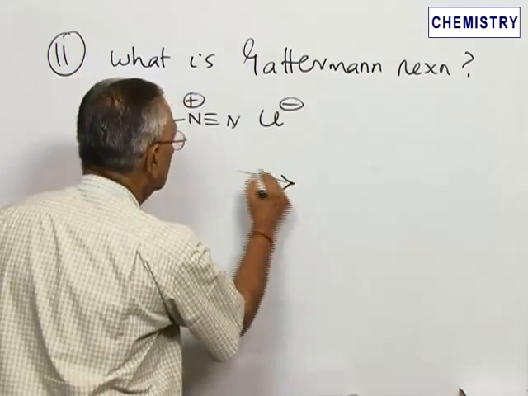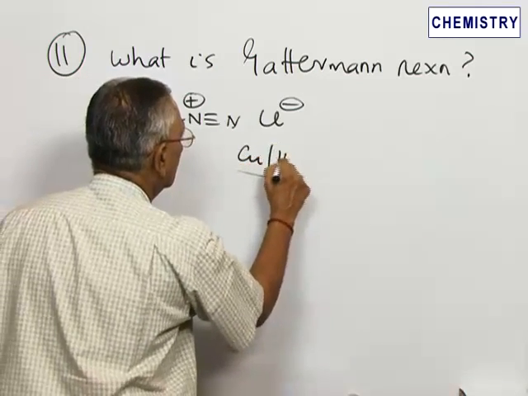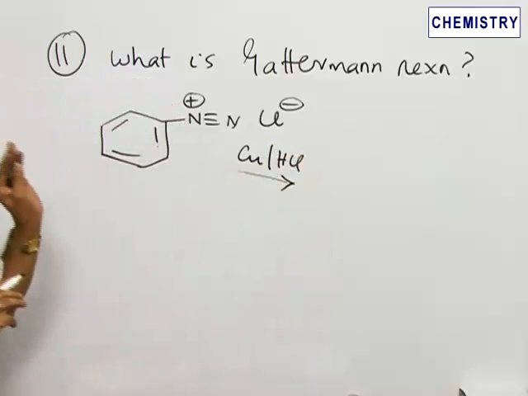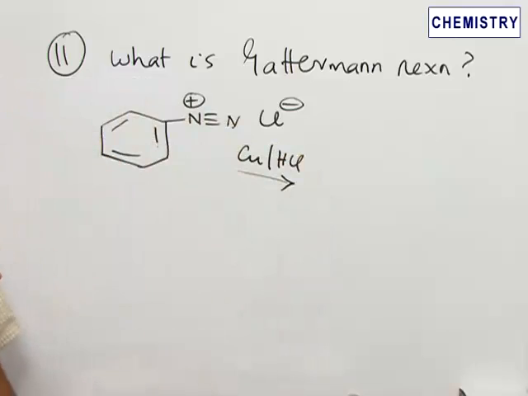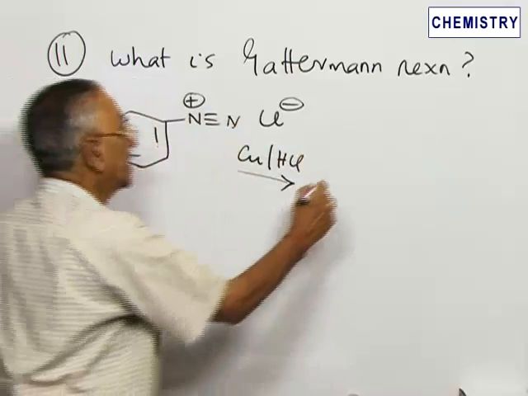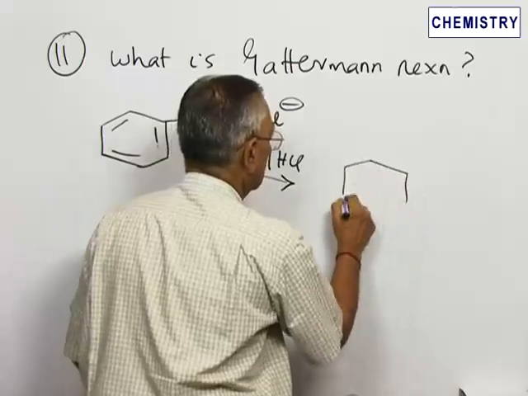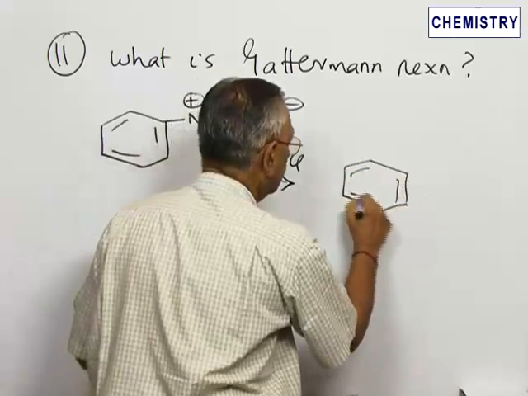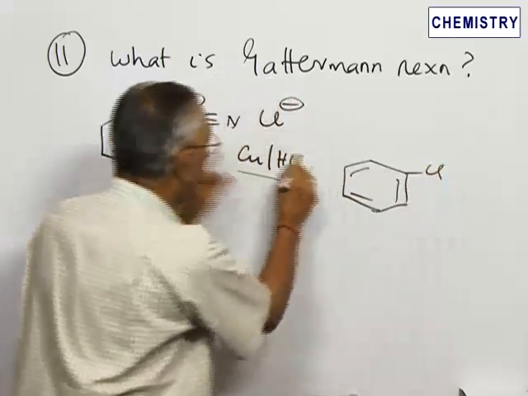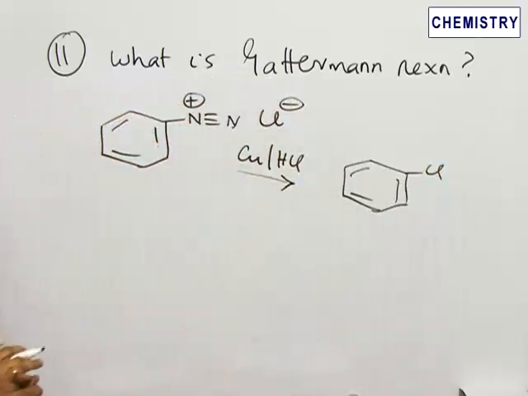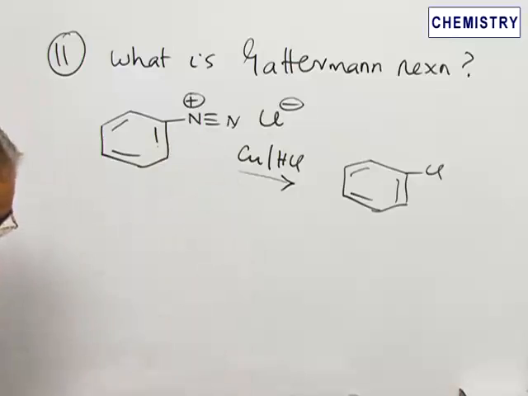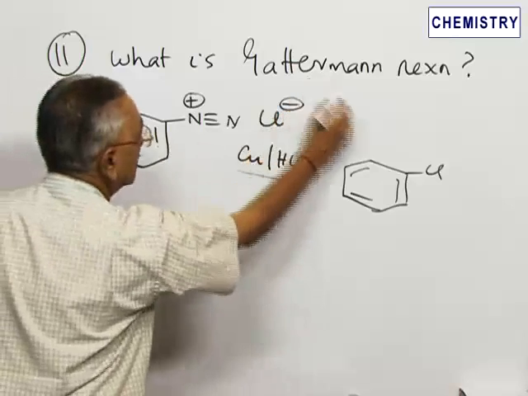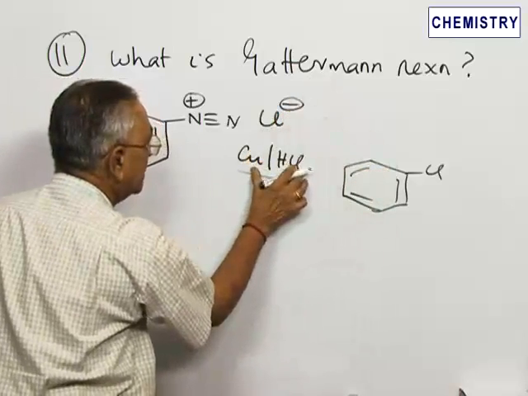But what will happen when this is treated with copper? Instead of treating it with cuprous chloride and HCl, instead of treating it with copper, what will be the product? You will get chlorobenzene here. Instead of cuprous chloride and HCl, this is treated with copper and HCl. This is known as Gattermann's reaction. Copper metal and HCl will give rise to chlorobenzene, and this is the Gattermann reaction because copper and HCl is used.